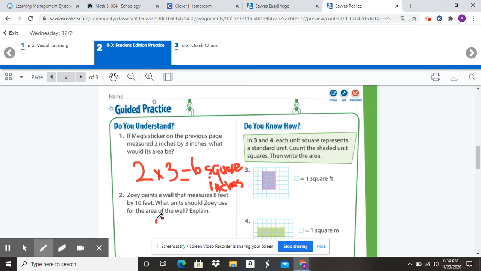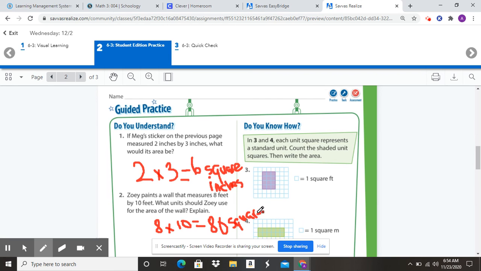So it's going to be 8 times 10. So what's 8 times 10? If you don't know your tens, you can skip count by 10 8 times. That's 10, 20, 30, 40, 50, 60, 70, and 80. So the answer to 8 times 10 is 80 because you took your length times width. And it's not just 80, it's 80 square. And what unit of measurement am I using in the problem? It says feet, so it's 80 square feet.